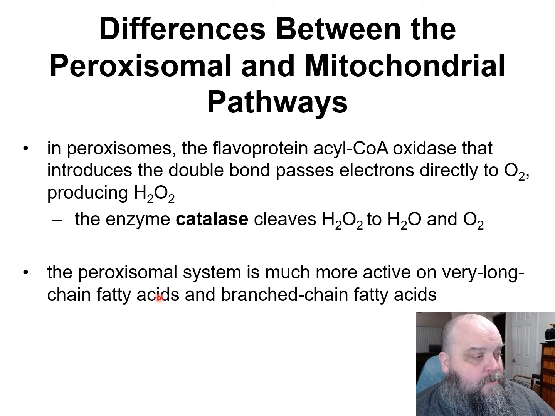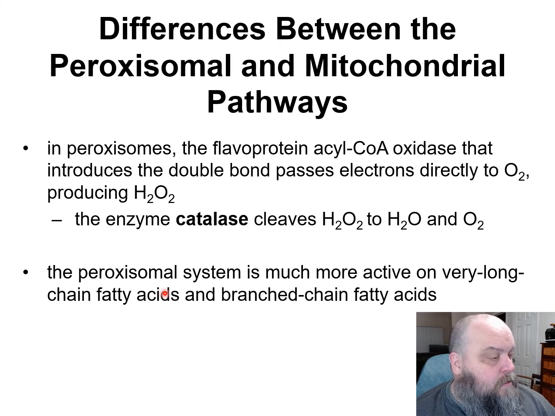It turns out the peroxisomal systems, the peroxisomes, are really good at long-chain fatty acids or branched chains. The mitochondria can't handle the extremely long chains very well. Transporting them in gets to be a bit difficult. And the branched chains, it just does not have the enzyme responsible for taking care of those.